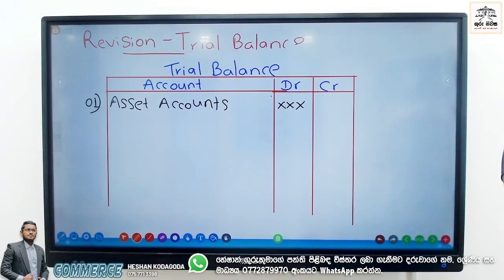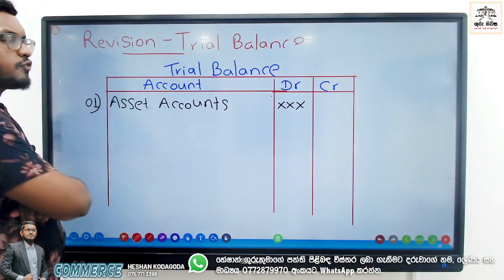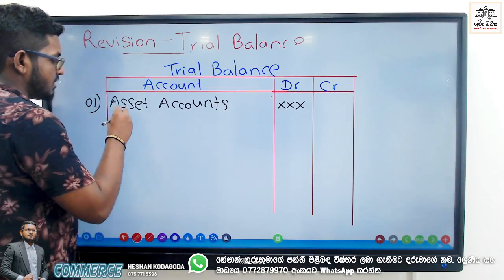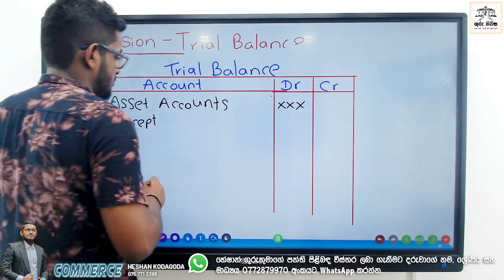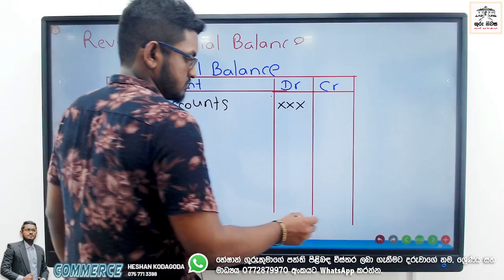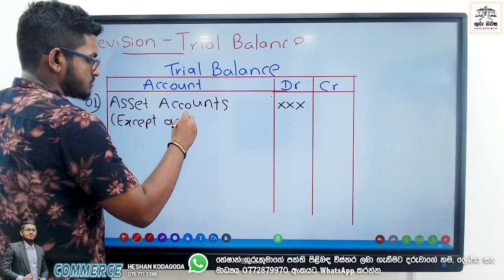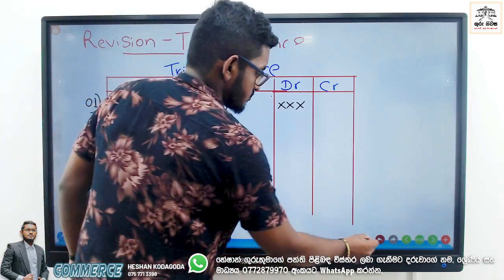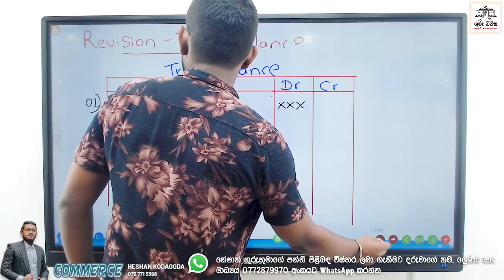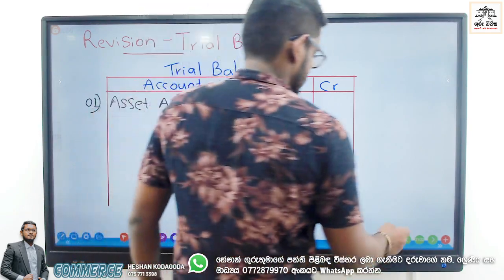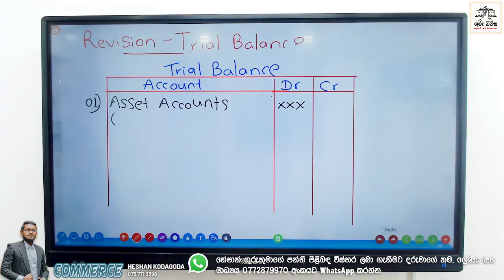Okay. Now, what I want to tell you: asset account balances are brought forward on the debit side, but except one minute, like this. Asset account balances brought forward on the debit side, right?